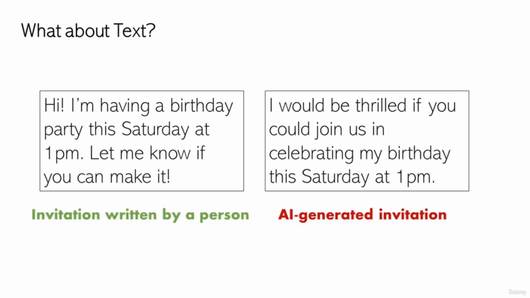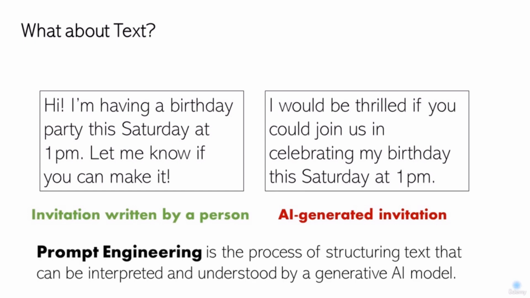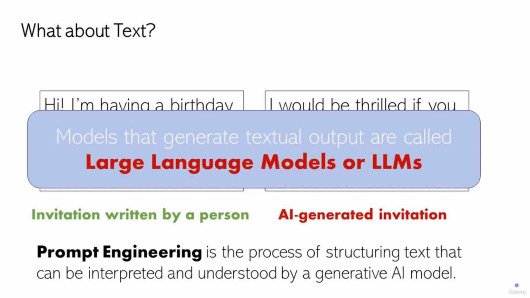The text on the left was written by a person, while the one on the right was AI generated. It is not hard to have generative AI write an entire email or even a whole book chapter, given the proper information and instructions. The instructions provided to the generative model are called prompts. Prompt engineering refers to refining prompt text that can be interpreted and understood by a generative AI model. Models that generate textual output are called large language models, LLMs for short. ChatGPT is an example of such a model.